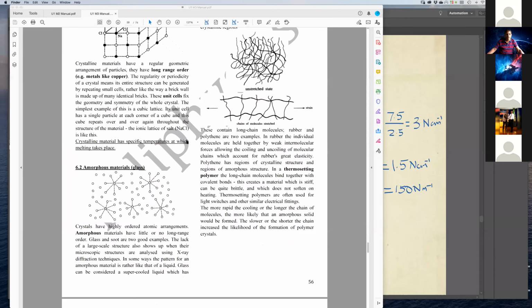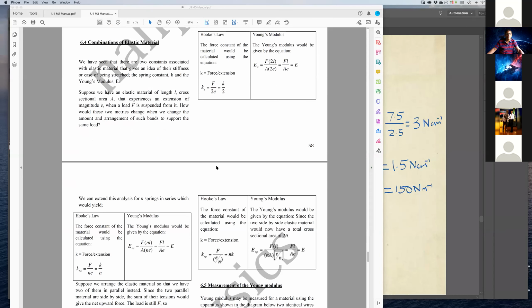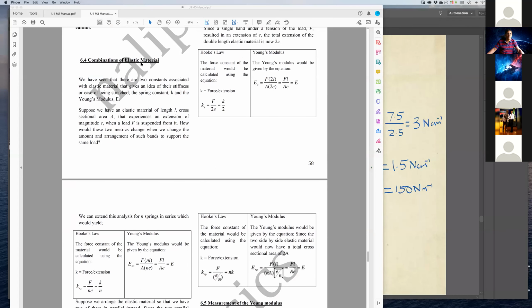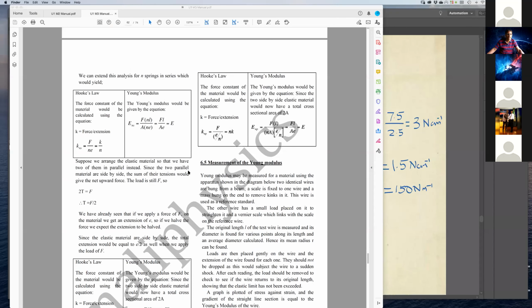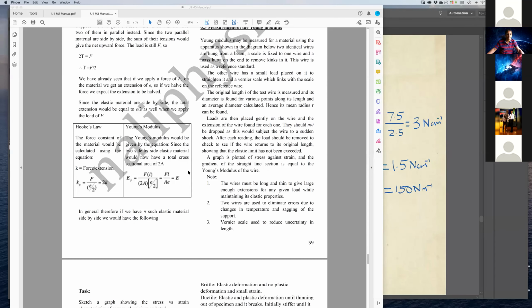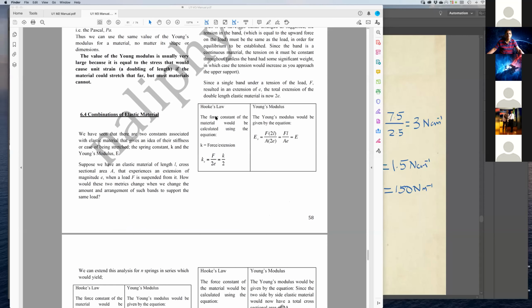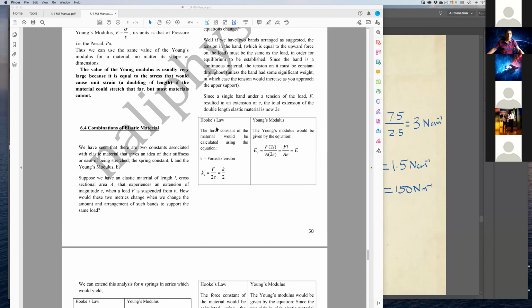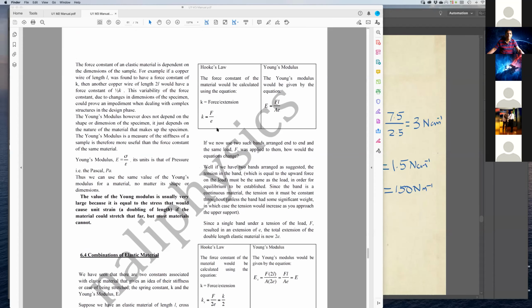All right. When we did springs, we said that when you had combining elastic material like springs, and when you have two springs in parallel, where's it? Let's see.